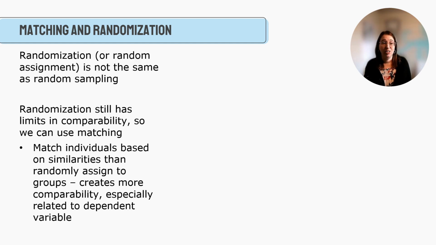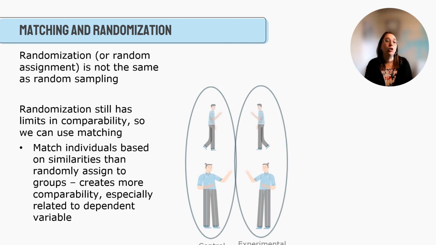Now, one of the challenges is there's still limits in comparability. What if we randomly assign people, but one of our groups ends up really heavy on one age group and the other is really light? So we have a thing called matching. And matching is a really cool idea.